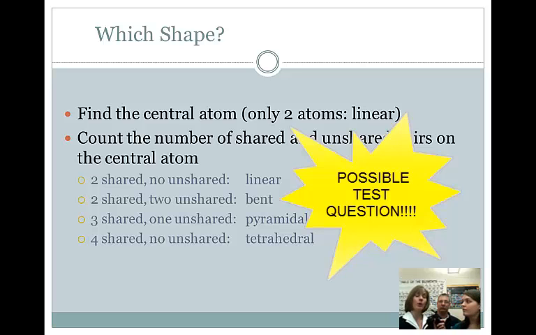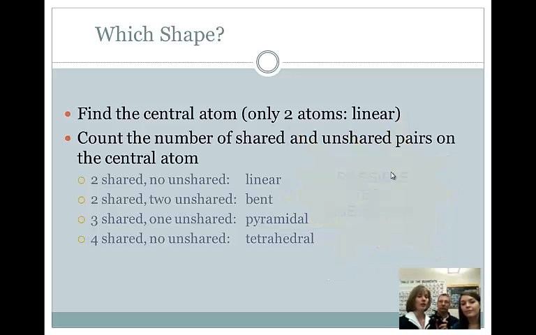So yes, that would be part of the tally, making sure that everything follows the octet rule. But spend a little time looking at your examples with that in mind and making sure that you can count up correctly how many are shared and how many are unshared.